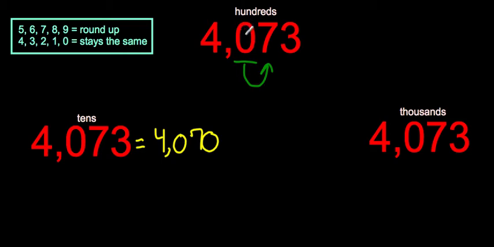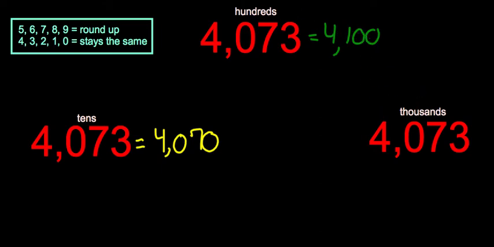Well, what's 1 above 0? It's 1. So I write the 4. Now that's going to round up to a 1. Everything after it becomes a 0. So what we have here is 4,073 when rounding to the hundreds place becomes 4,100.